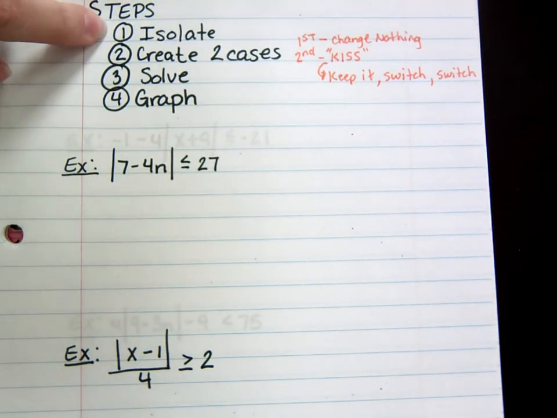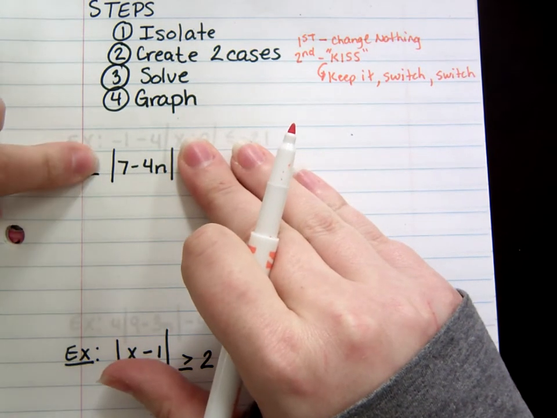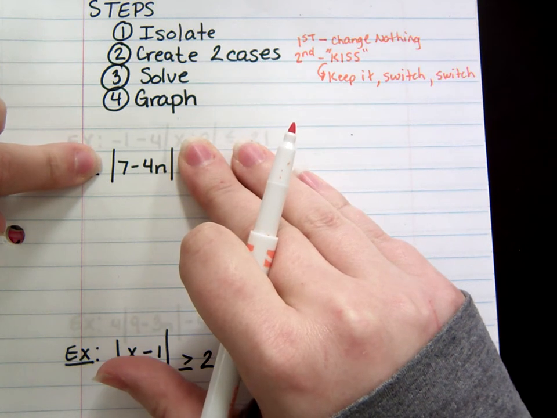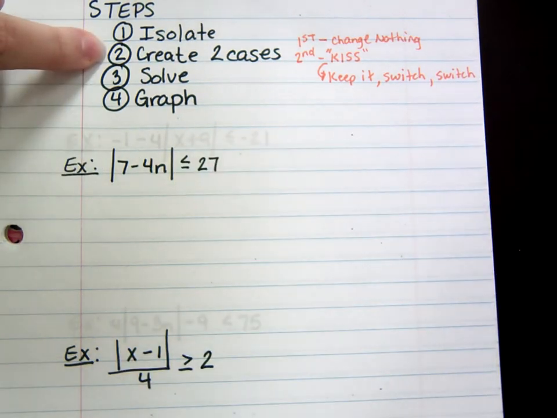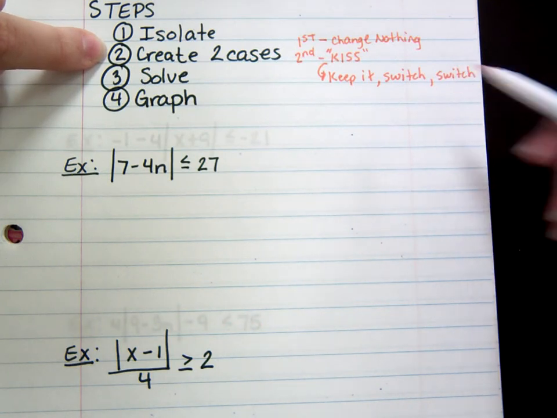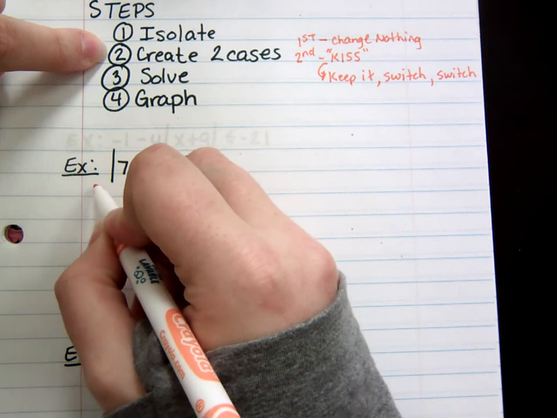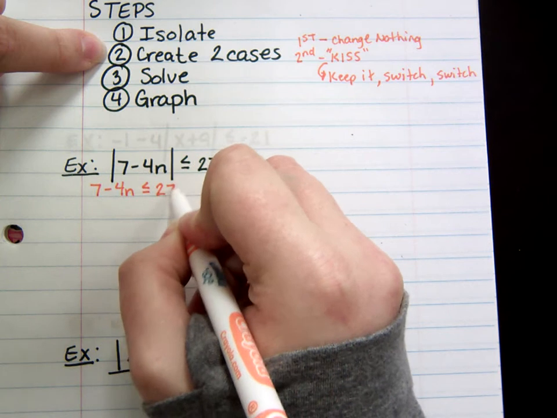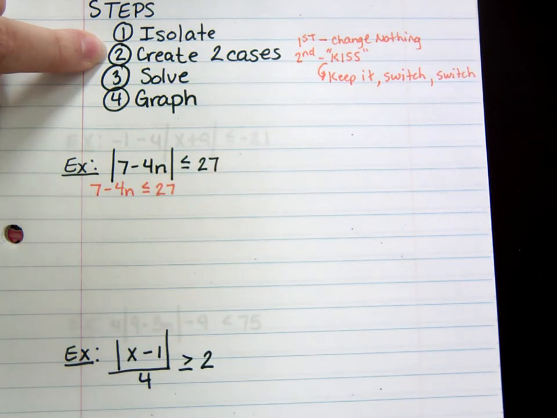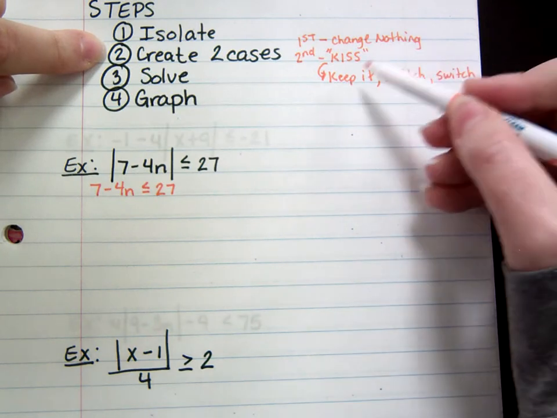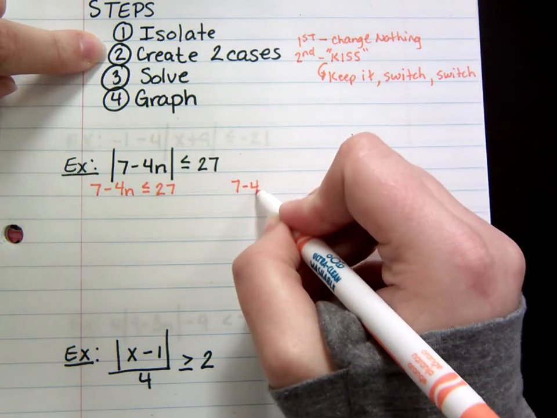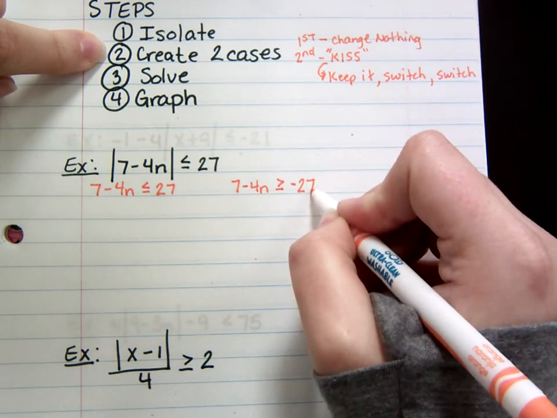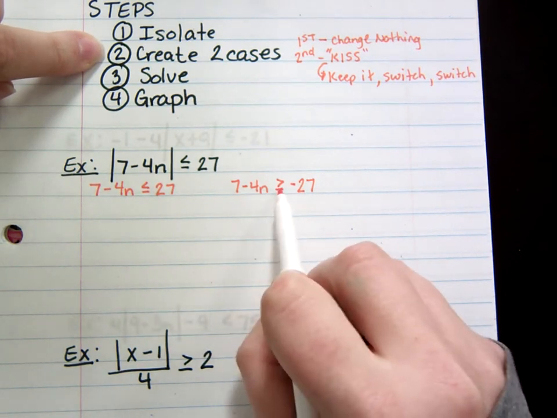Step one is to isolate the absolute value, but if I look at this side of the equation, there is nothing on this side outside of the absolute value. Therefore, it's already isolated. This means we move to the second step, which is to create two cases. In your first case, remember you changed nothing. So our first case will be 7 minus 4n less than or equal to 27. In your second case, again, keep it, keep your absolute value, switch the inequality, and switch the sign on the other side. KISS. Keep it, switch, switch.